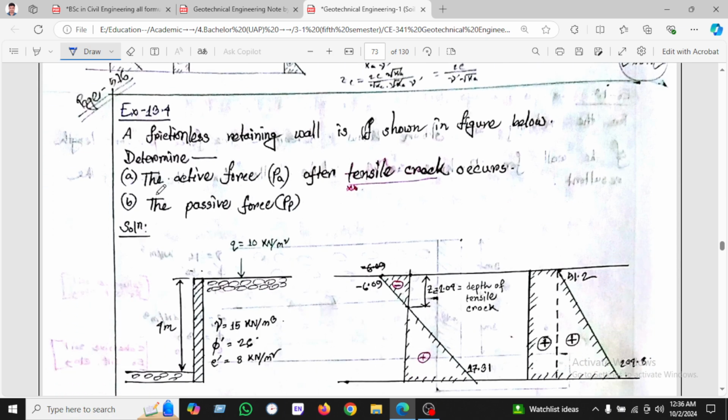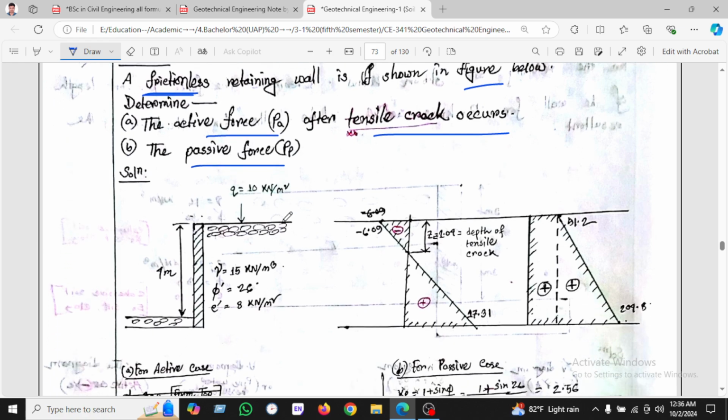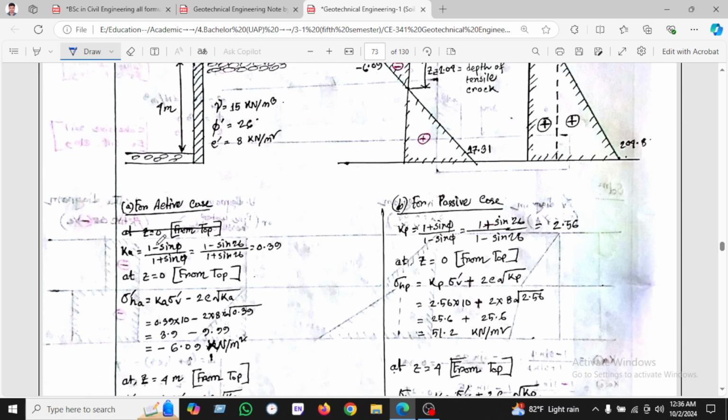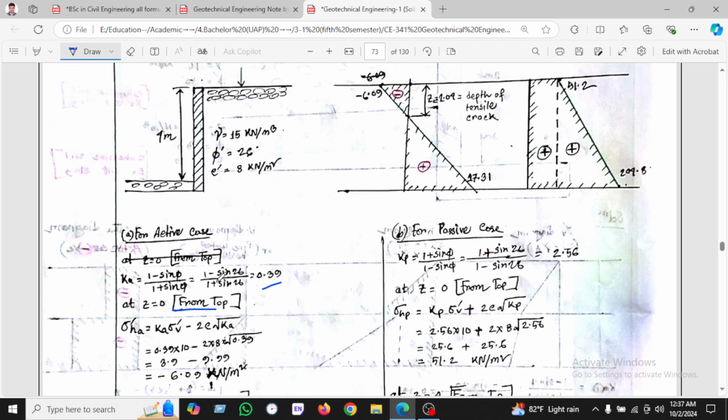solution, which is given as frictionless soil. So frictionless soil, I can always say that this is clay, and the retaining wall is shown in the figure below. Here is the profile given below. So we have to determine the active force after the tensile crack has occurred, and the pressure force also we have to calculate here. So you can see the soil profile is given here. From here we will start with the coefficient of active case, 1 minus sin phi divided by 1 plus sin phi, and found 0.39, and z we know is 0 at the top.